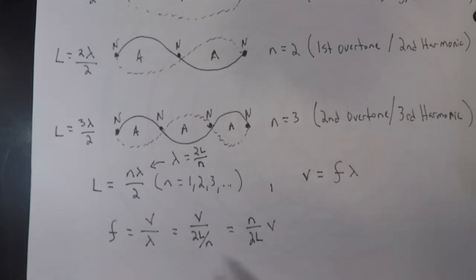So this is really where we're trying to go with all of this: what frequency are we hearing? It's going to depend on which harmonic it is. It's going to be half waves, or half the length of the string, and it's going to be based on v, which is the speed of the wave in the string.